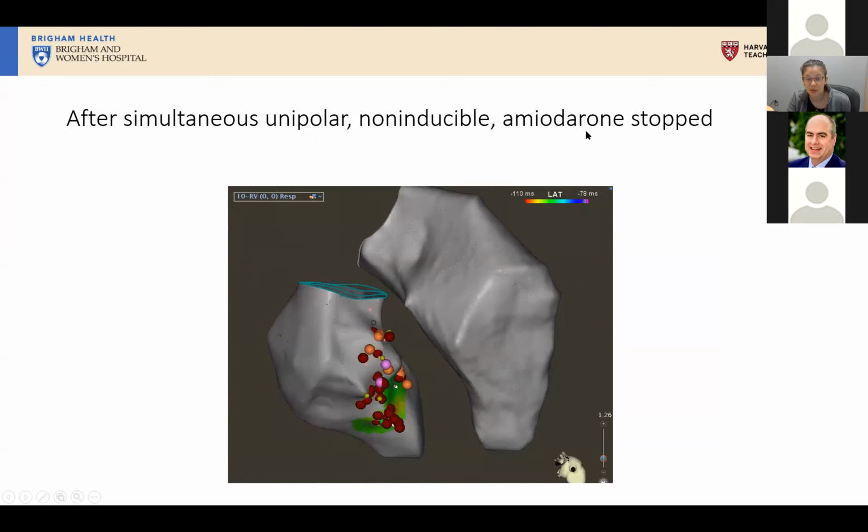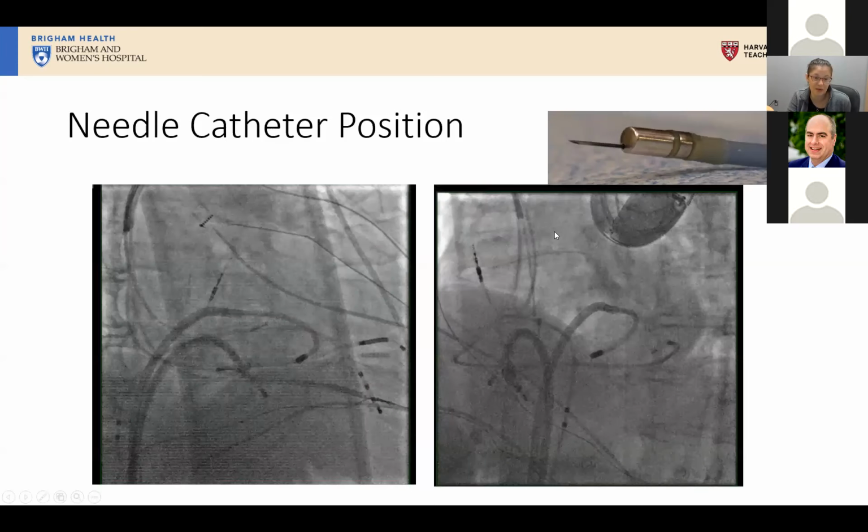And then the amiodarone was stopped, but he recurred with VT 4 weeks later. I'm guessing we got a little bit of edema in the septum, and it probably went down over the 4 weeks, and then the VT came back. So we brought him back for needle catheter ablation. This is one of the early needle cases that we did.